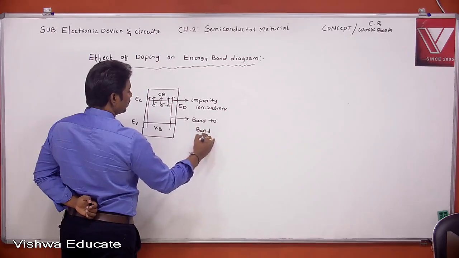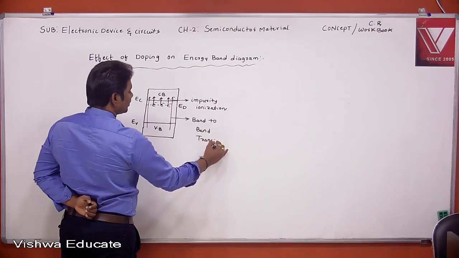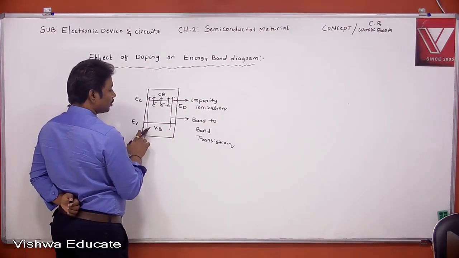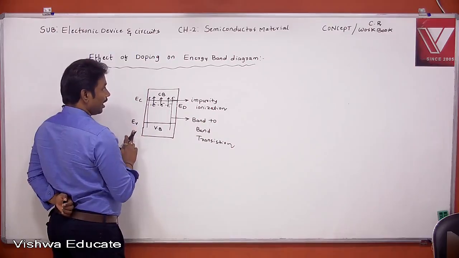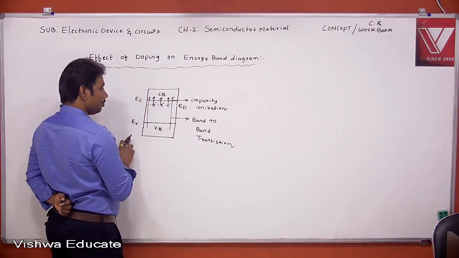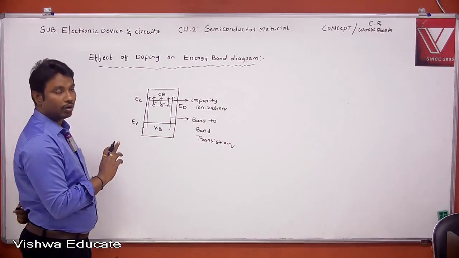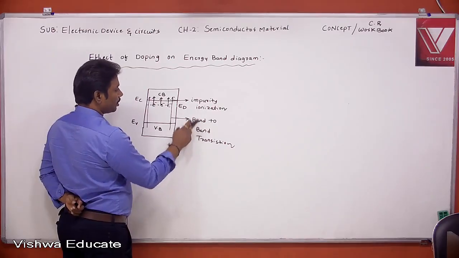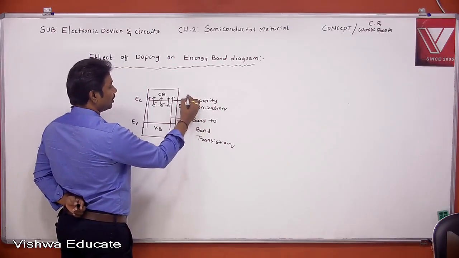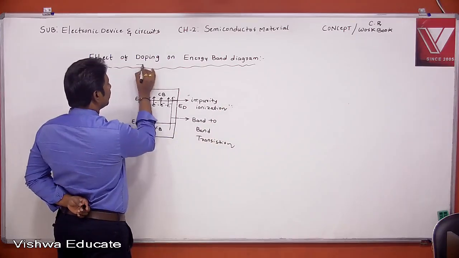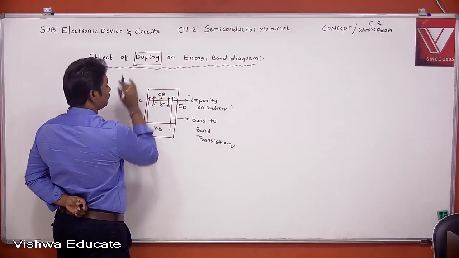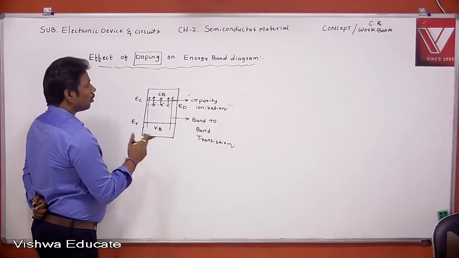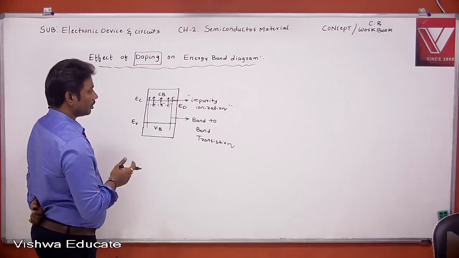In an intrinsic semiconductor, the conductivity is due to only one type of mechanism, that is band to band transition. Whereas in an extrinsic semiconductor, that may be N-type or P-type, the conductivity is due to two types of mechanism: one is band to band transition, another is impurity ionization. This impurity ionization is because of the doping process. So this is the effect of doping on energy band diagram.